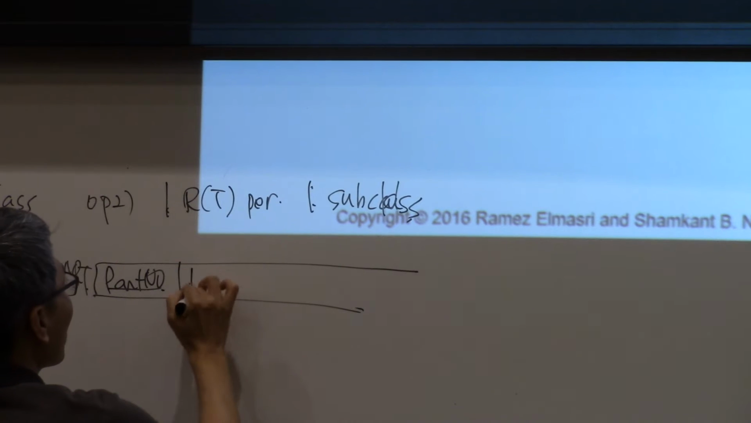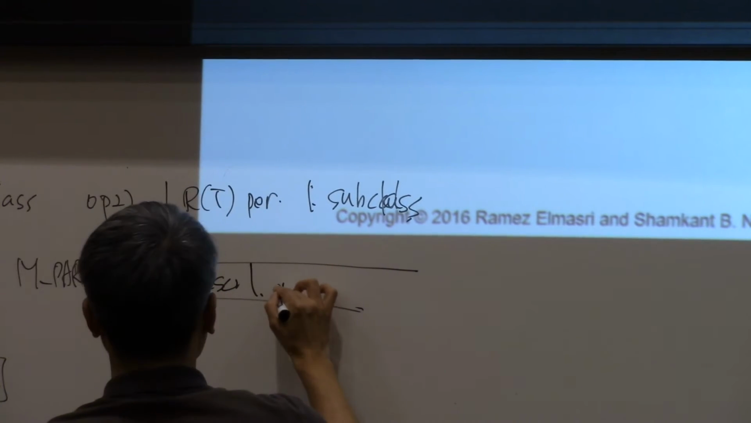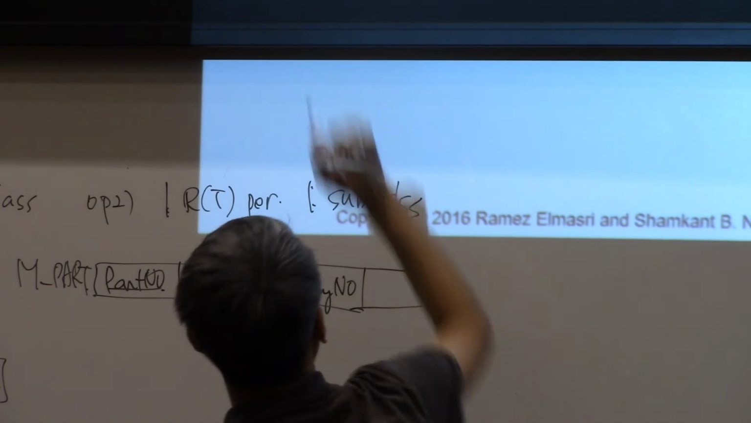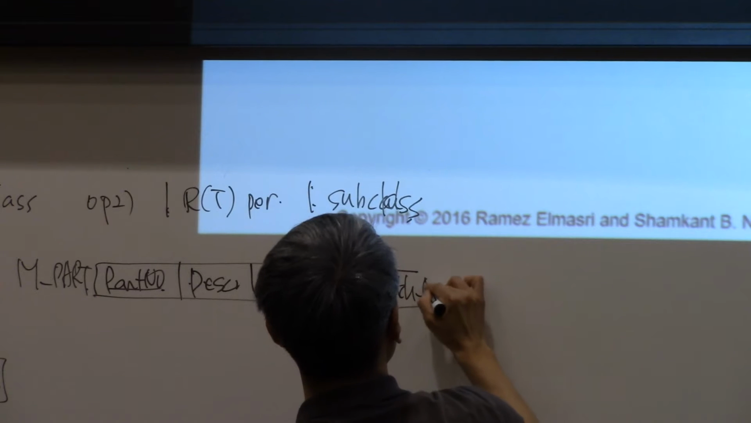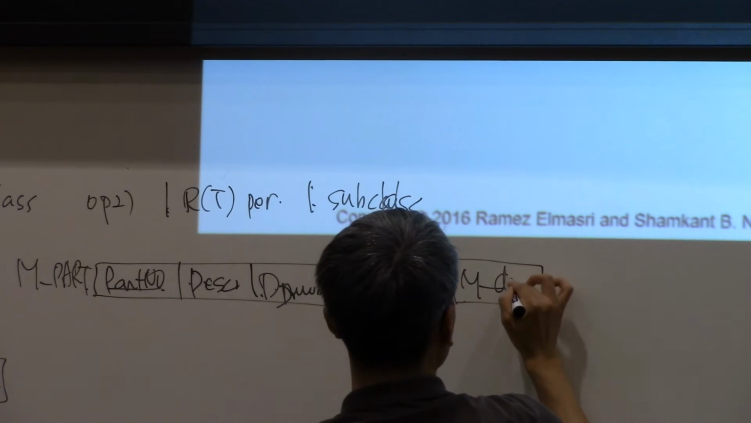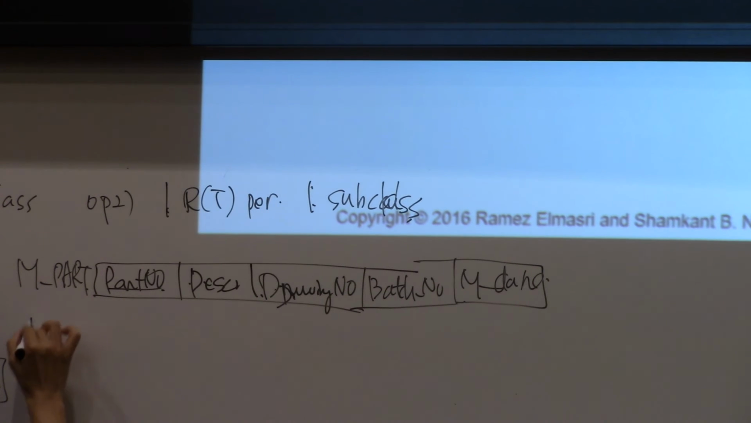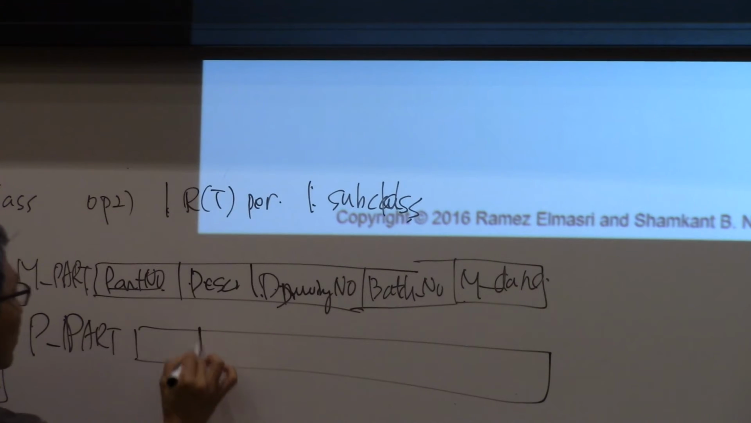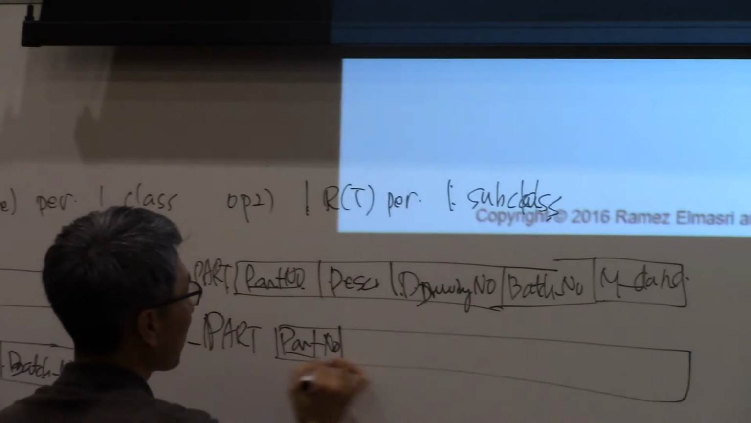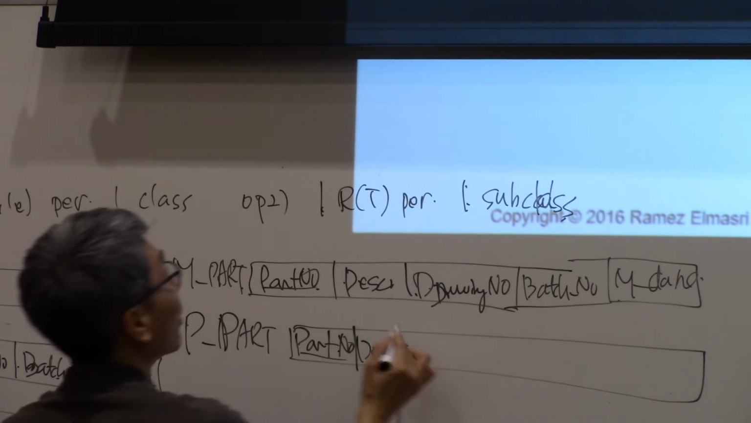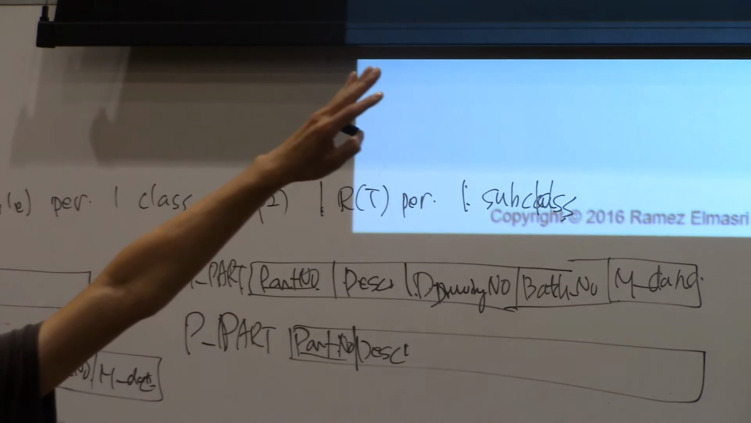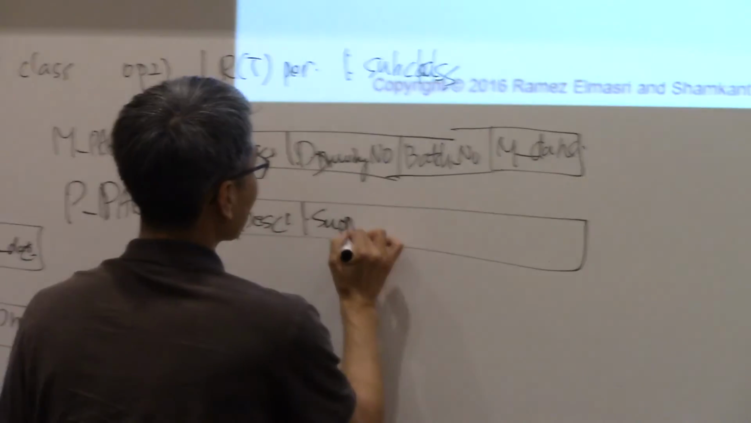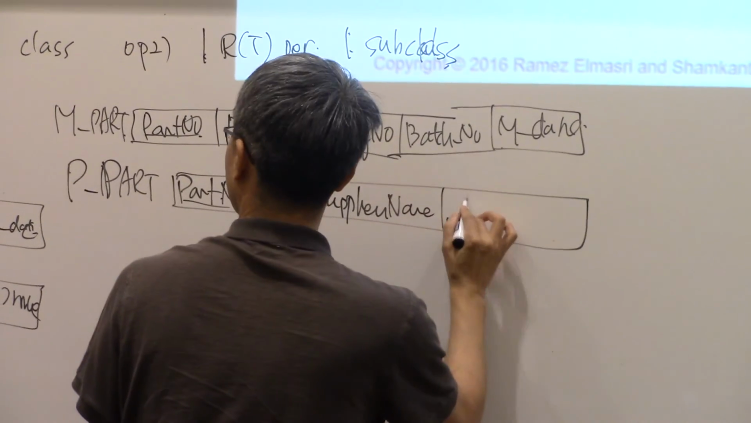primary key and the description plus the drawing number plus the batch number plus manufacturer date. Similarly, we can create the purchased part. So we can create the primary key part number, DSC, because we are not going to create the table for the part, so inherit all of them, plus the supplier name plus the list price.